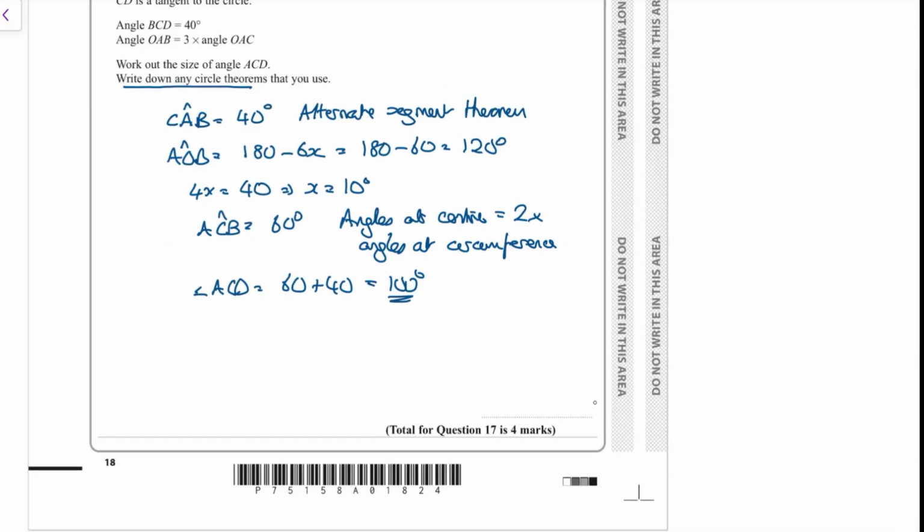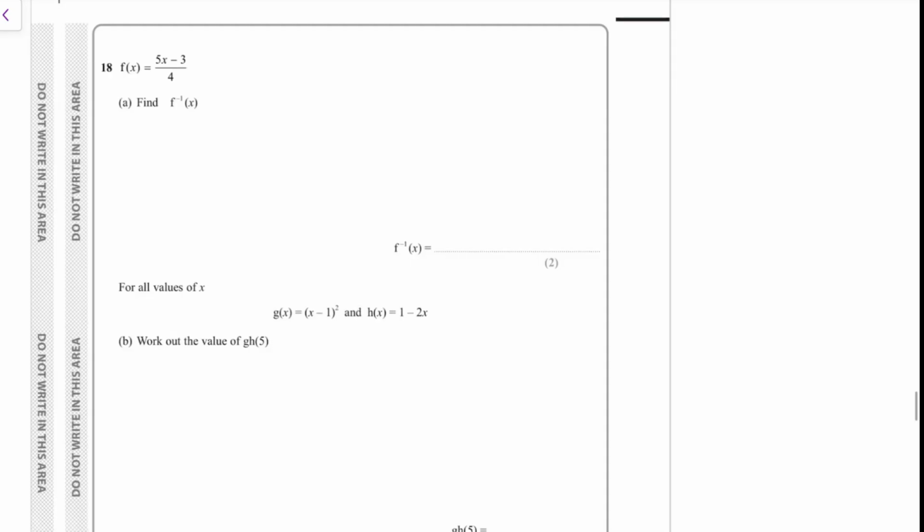4 marks. So I think there's 1 mark for alternate segment theorem, 1 mark for the other reason, 1 mark for getting 10 probably, and 1 mark for the final answer. That feels like 4 marks of work, so I'm happy with that. Okay, good. Next question.